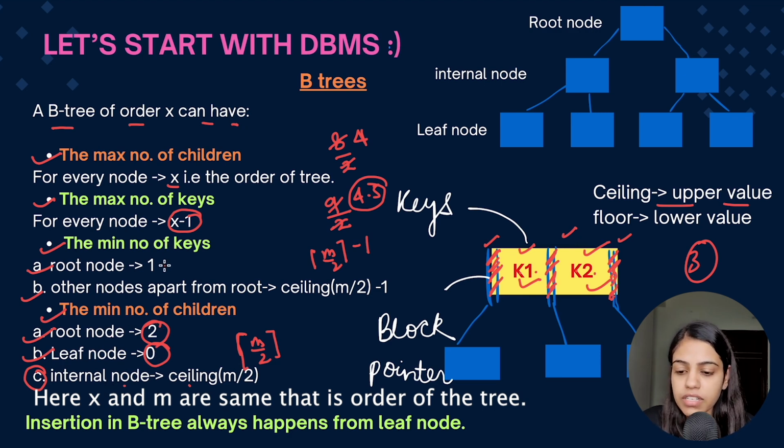The minimum number of keys in the root node would be 1. The other nodes can have ceiling of m by 2 minus 1. The maximum number of keys every node can have is x minus 1, where x is the order of the tree.